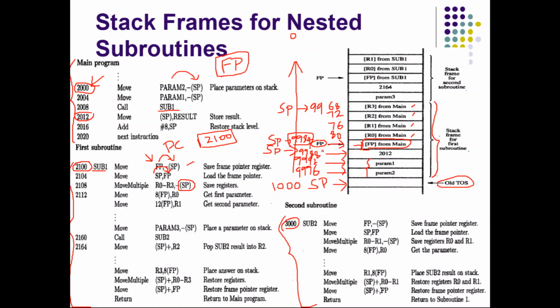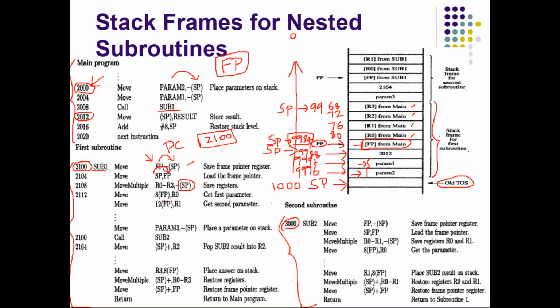Now from FP, if you want to access parameter 1, you can just access FP plus 8. FP plus 4 is the return address, FP plus 8 is parameter 1, FP plus 12 will give you parameter 2. Are you getting it? Similarly, if you want to restore the values of R0, R1, R2 from the stack to those registers, you can do that by FP plus 4, FP plus 8, FP plus 12 and FP plus 16. This is the convenience we get.